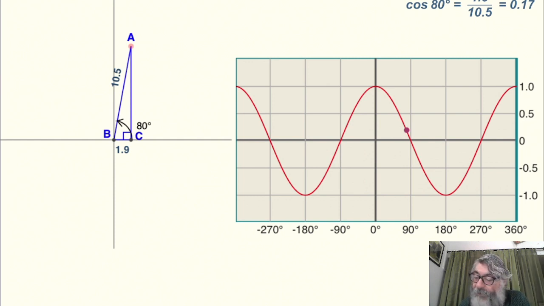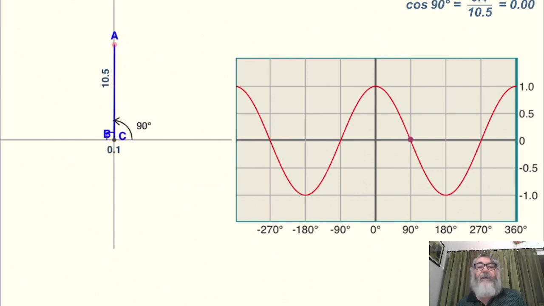And when this BA will come onto the y-axis, positive direction, when it has become 90, the base has become 0. There is no triangle. So base has become 0, so cos 90 has become 0. We told you that along the y-axis cos is always 0.